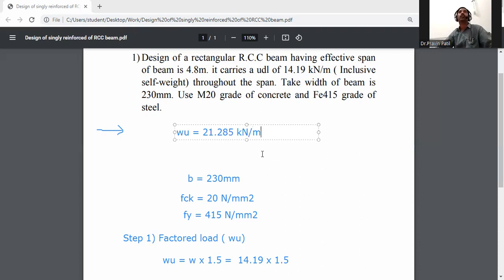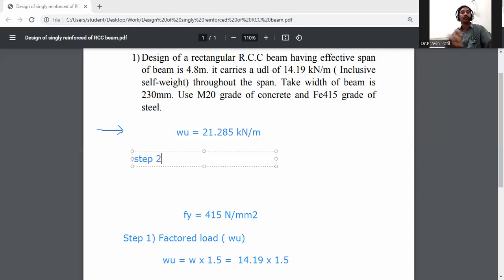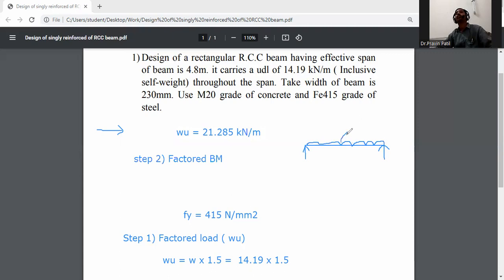Then step number two, factored bending moment. Okay. This beam is a simply supported beam, and a uniformly distributed load is given.